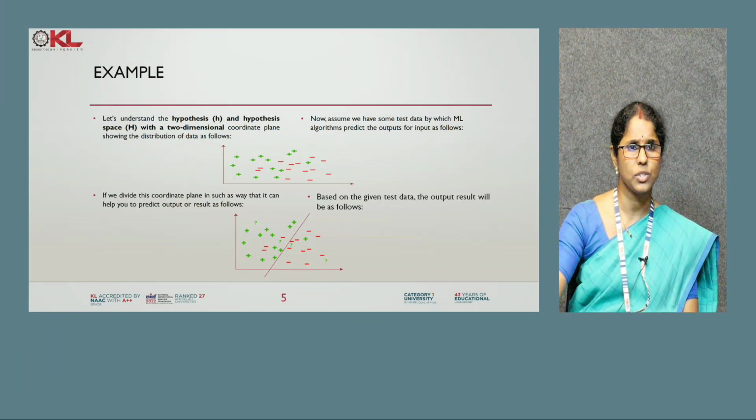A two-dimensional coordinate plane showing the distribution of the data is given over here. So we assume some test data by which the ML algorithm predicts the output for the input as follows. Out of this, assumptions are being made on this particular data. If we divide this coordinate plane in such a way that it can help you to predict the output or the result, this is how your data looks. So based on the test data, the output will result as follows here.